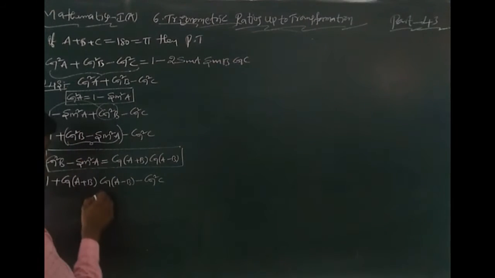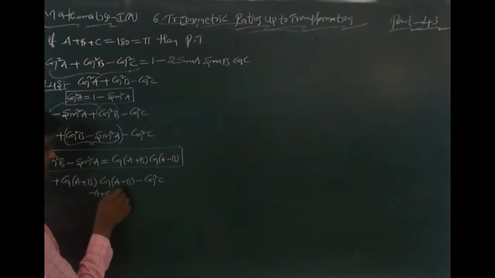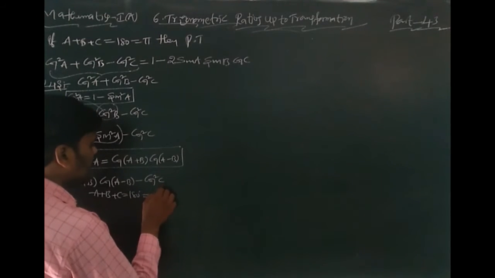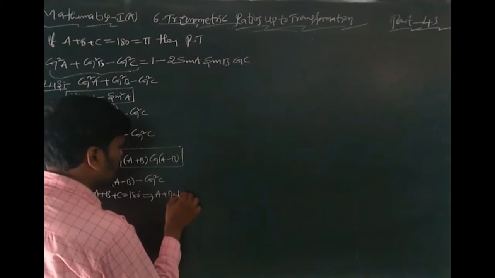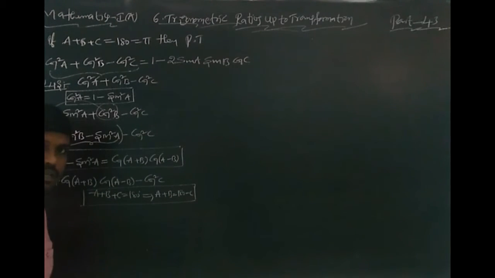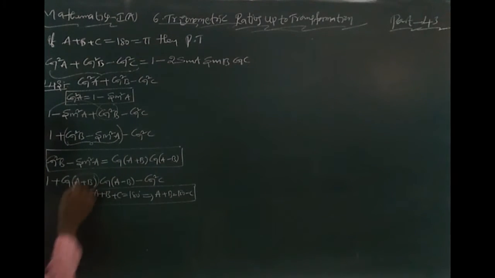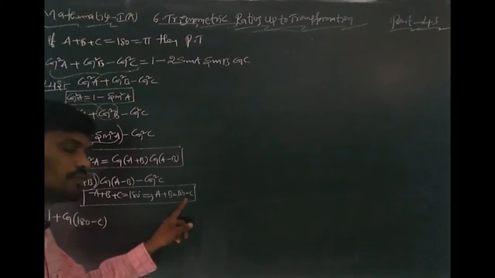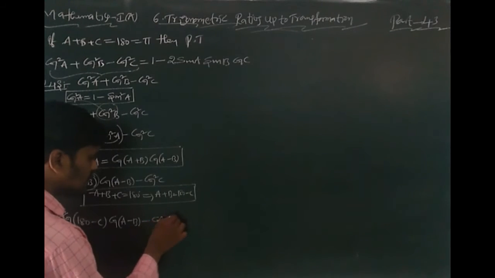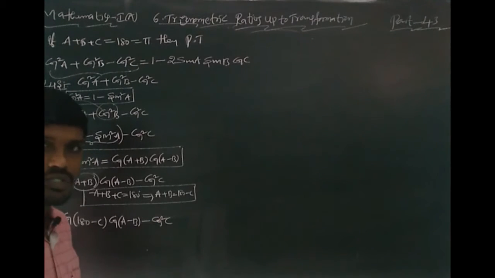You know that, students, A plus B plus C equals 180 degrees, then A plus B is equal to 180 minus C. This one is the formula: A plus B equals 180 minus C. Write it down in this formula, you get 1 plus cos of 180 minus C, since A plus B is nothing but 180 minus C, into cos of A minus B minus cos square C.